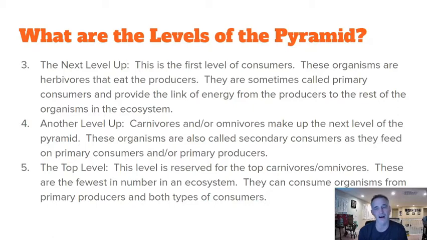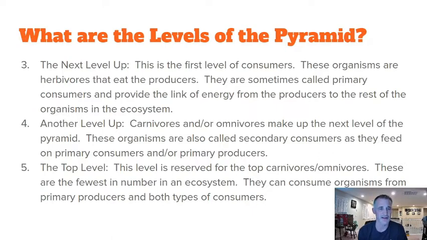Some of these are carnivores or omnivores. Omnivores simply means they eat plants and animals, right? They'll eat a little bit of everything. That makes up the next level of the pyramid. These organisms are also called secondary consumers, and they feed on the primary consumers or the primary producers.